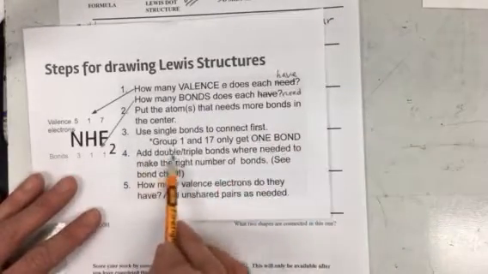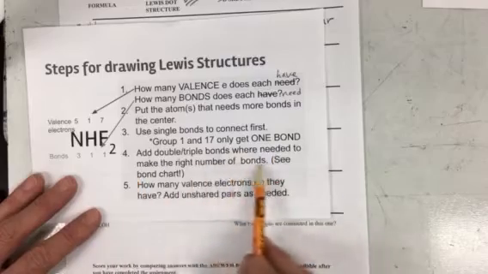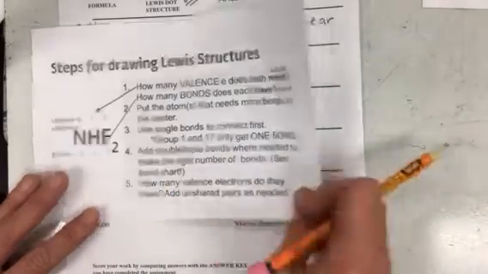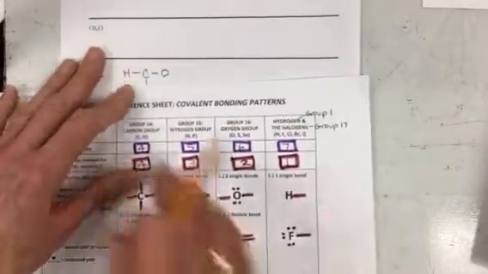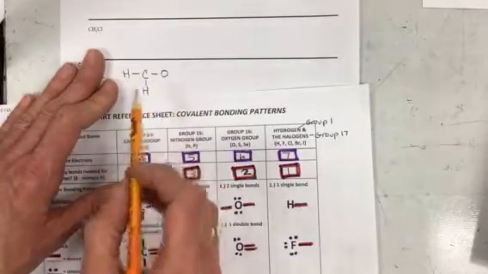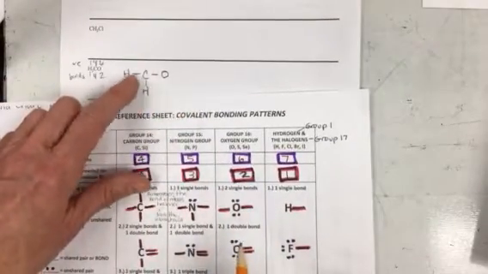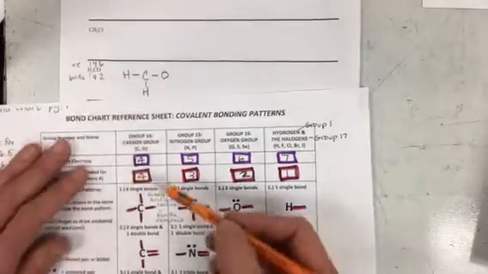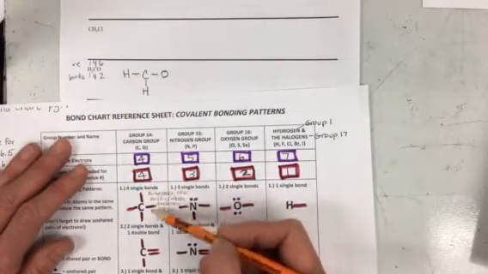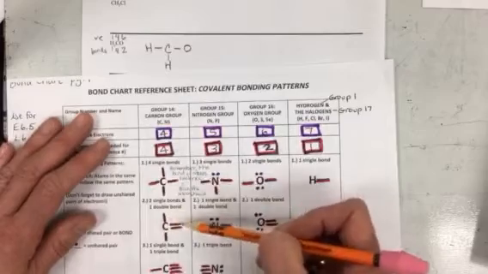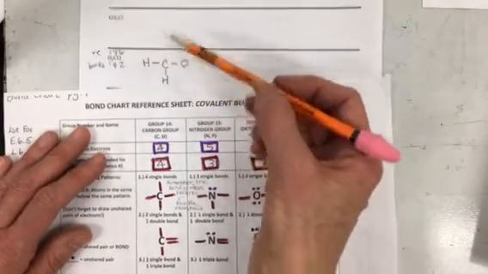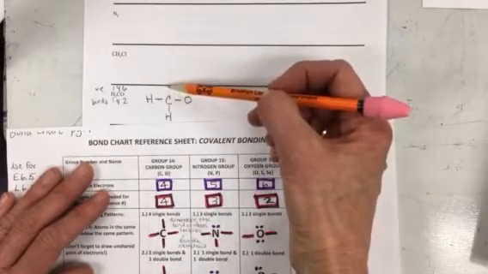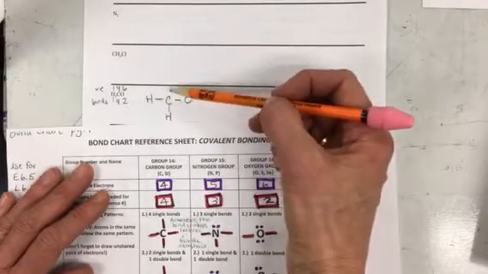Now it says add double and triple bonds where needed to make the right number of bonds. See the bond chart. So when I look at the H, those have the right number of bonds, and so I cannot add any double bond here or here. Carbon has 3 bonds in my picture, but I see that it needs 4. It either needs 4 singles, or it could do single, single, double, and I have a single, single, single here. Can I do a 4th single? No, because I don't have any more atoms to bond to.